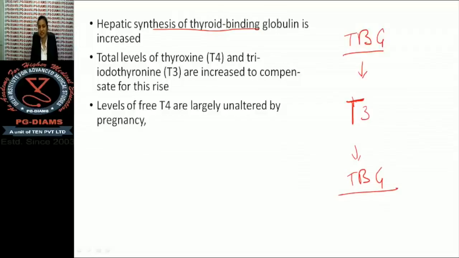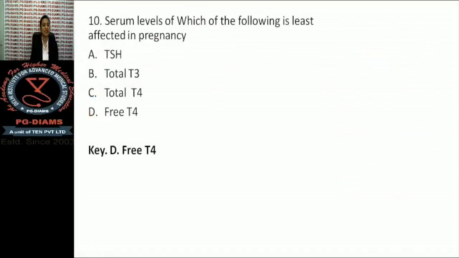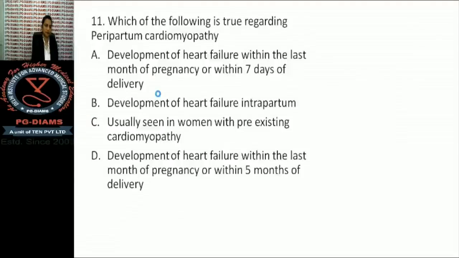So the secretion of T3, or T4 rather, is increasing. T4 is the main hormone here. T4 is definitely increasing, but most of it is getting bound to thyroid binding globulin. That's why total thyroxine and total triiodothyronine levels will both increase. Totals will increase, while levels of free T3 and free T4 will be largely unchanged. Understood? So your answer here is that free T4 is least affected by pregnancy. TSH falls, total T3 rises, total T4 also rises.